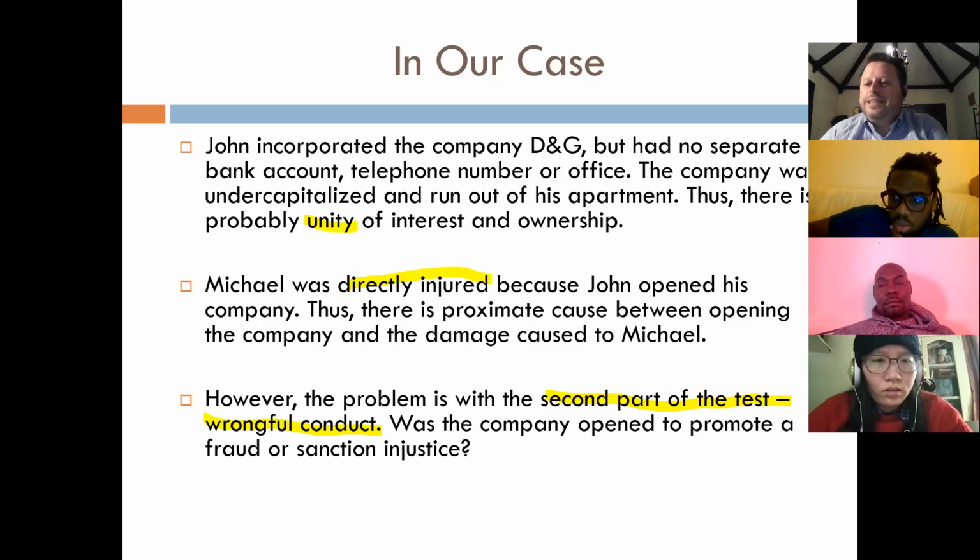These are just indications. Now, if you didn't do any of it, no separate bank account, no separate phone number, no separate office, didn't keep records, put no money into your company, mixed the money with your money, just every single thing, then clearly that's bad. You have unity. If you just didn't have a separate office, that's not bad. It's really about all of the things together, the totality.